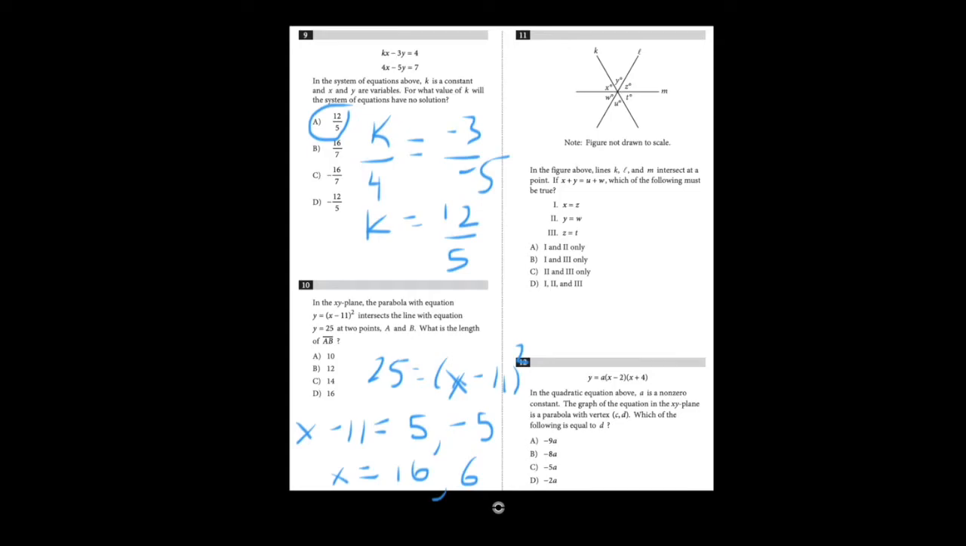Okay. And we know that both of these points have a y coordinate of 25 because they're intersecting on the line y equals 25. So we know that the distance between them, you can just subtract the 2, and you get 16 minus 6 is equal to 10. And our answer is A.